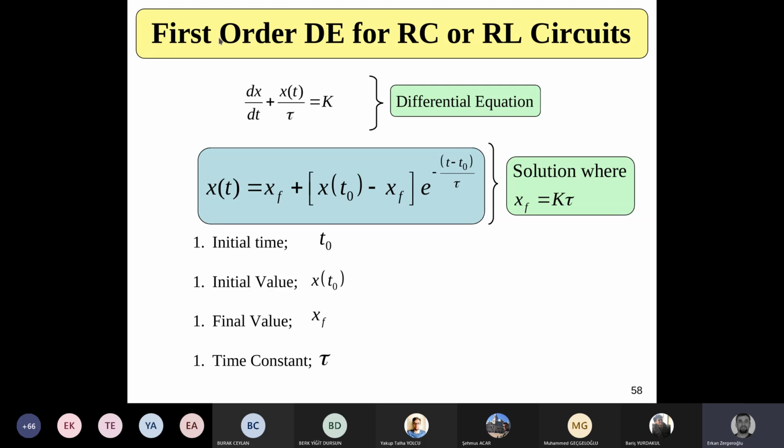This is just a summary of what we did before. The general solution of a first order differential equation in this form can be obtained using this formulation, where x of s is this k times tau. Hope you can remember it. When we are at the steady state, that means the variable x is not changing anymore. dx/dt does not change.